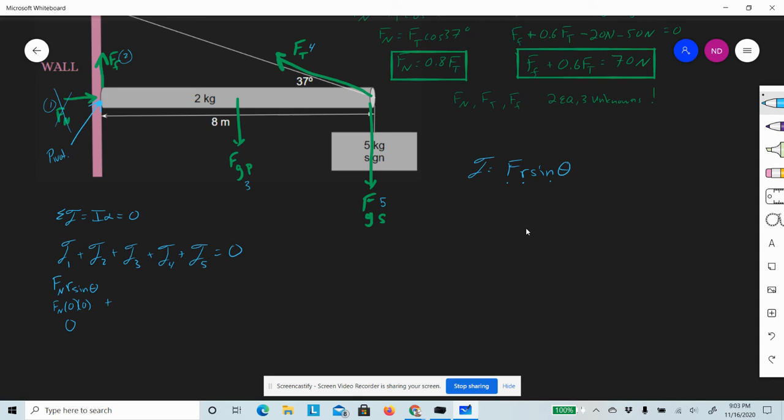Plus 2 would be the force of friction multiplied by R, multiplied by the sine of theta. This time they're acting at 90 degrees to the pole. So that's going to be the force of friction. But again, R is 0 times 1, and that goes to 0. So that vanishes.